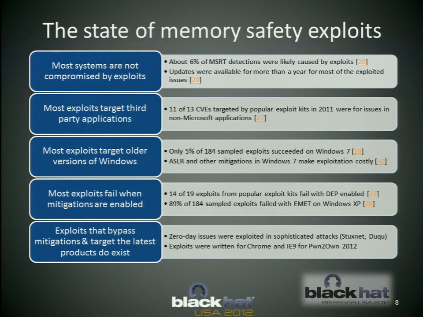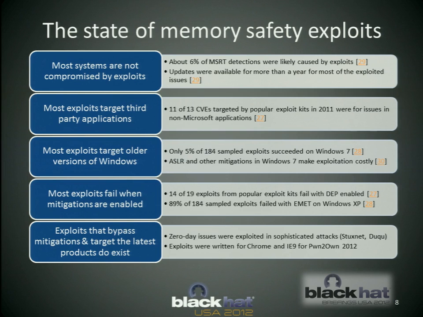So with that stage set, I thought it would be helpful to give you a summary of our perspective about the state of memory safety exploits on Windows. And there are a couple of key points that I'd like to drive home here. The first point that we see, from the data that we actually collect in the wild, is that most of the systems today, we believe, are not compromised due to exploits. If you look at our Security Intelligence Report, we released an article in there that talked about how we believe 6% of infections that were removed by a tool that we have called the Malicious Software Removal Tool were likely caused by exploits.